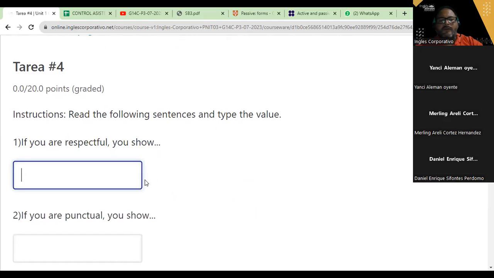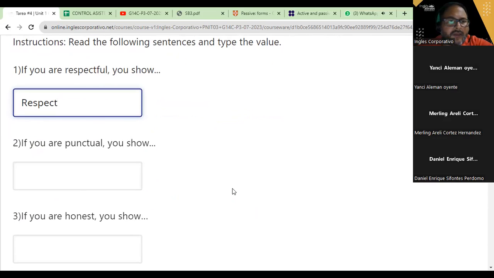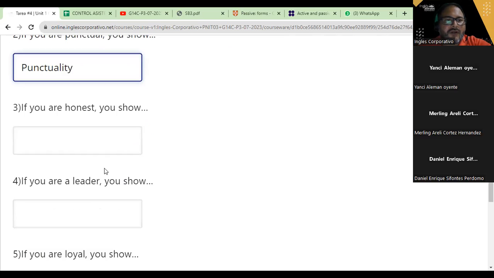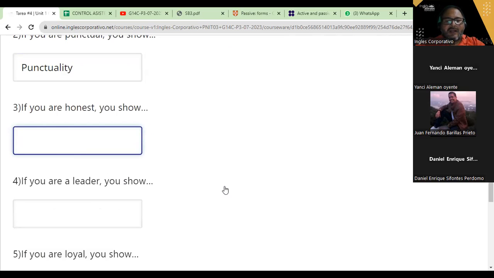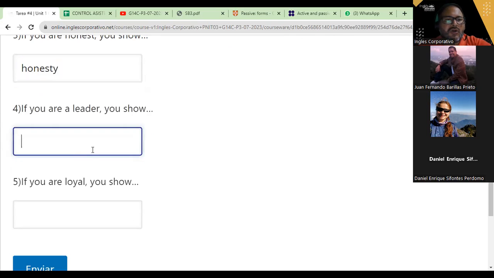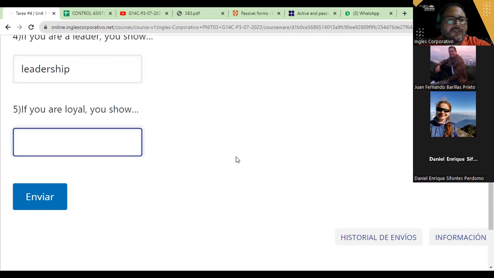If you are respectful, you show what? You show respect. If you are punctual, you show punctuality. If you are honest, you show honesty, right? If you are a leader, you show leadership. If you are loyal, you show loyalty.